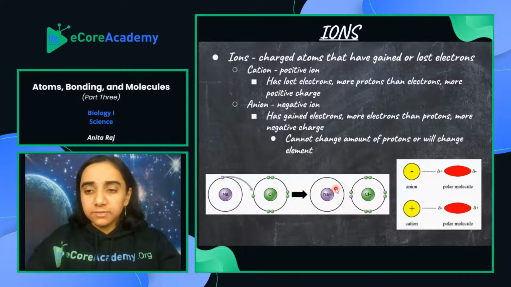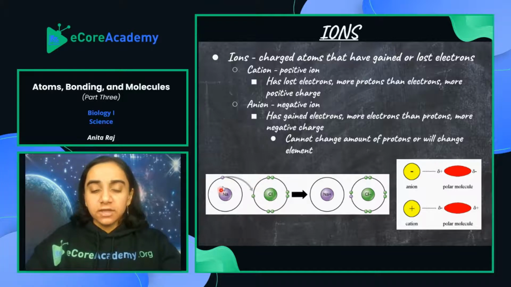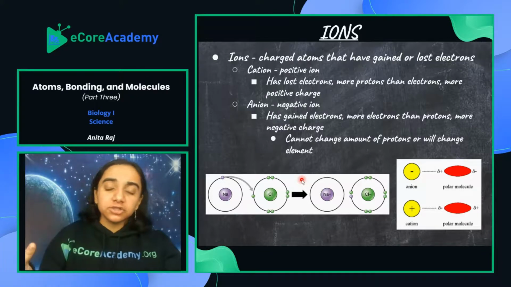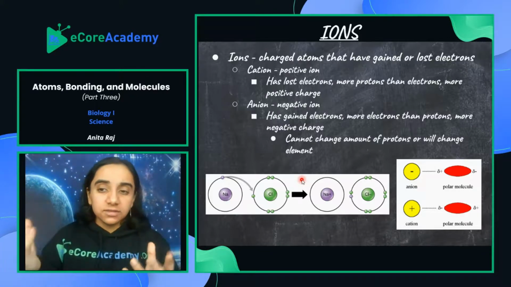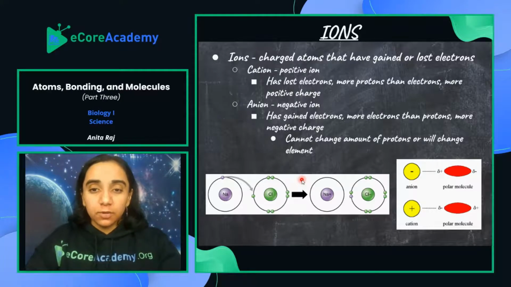If we look on the flip side, an anion is a negative ion. So if we look here, chlorine has seven electrons in its outermost shell. Since it's gaining an extra electron and the amount of protons is not changing, it's becoming even more electronegative. It's gaining more electrons. So at this point, the amount of electrons is more than the amount of protons in this atom. So it's going to have more of a negative charge. It's not going to be at zero anymore.